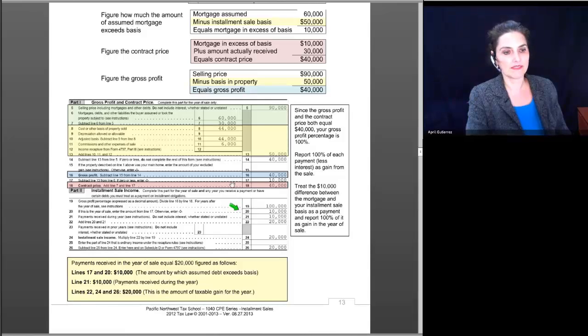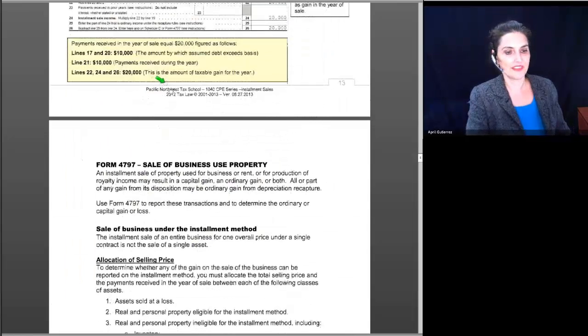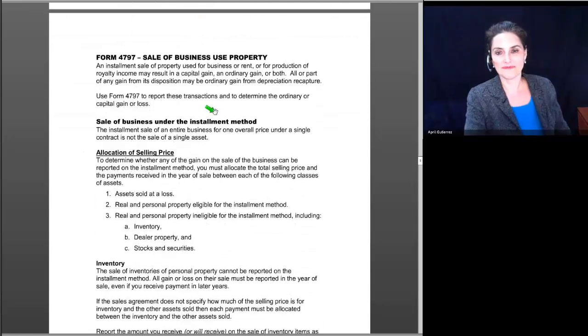And then it says, if this is the year of the sale, enter the amount from line 17. Well, what's the amount on line 17? That's the amount by which the basis is less than the mortgage assumed. And that difference is treated as income. It is entered on line 20. Then on line 21, we enter the actual amount of payments that were received, which is another 10. We add those two numbers together and we get 20. And so the taxable income from the sale for the year is 20. And of course, that would carry over to Schedule D and so on.